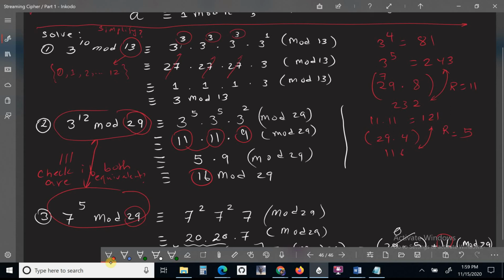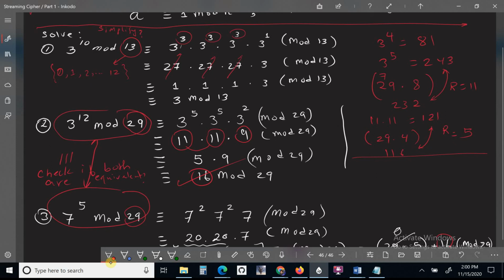Then we have 5 times 9, which is 45, mod 29, which is 16. That's how we got the 16. So this is the first part. We found that 3 to the power 12 is equal to 16 mod 29.